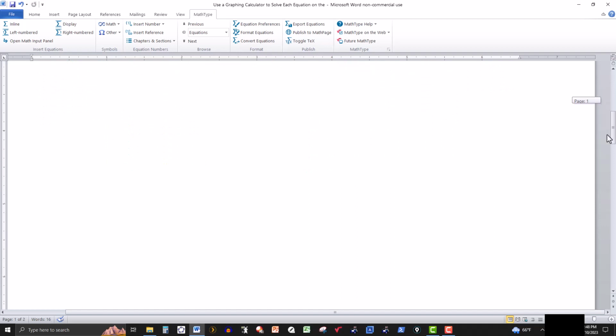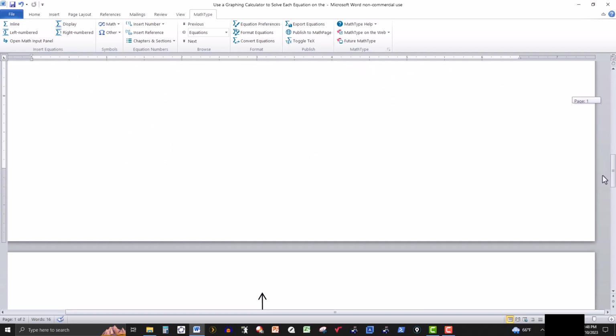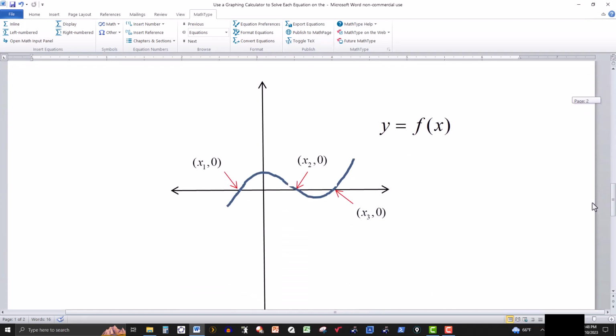So let's look at this just to clarify. Let's suppose we have the graph of y equals f of x as shown here. And I have (x1, 0), (x2, 0), and (x3, 0). Those points represent the x-intercepts, where the graph crosses the x-axis, of course.